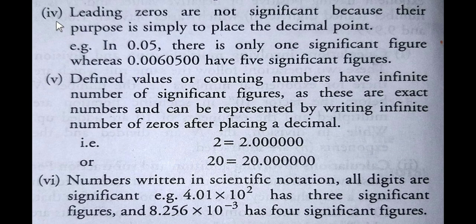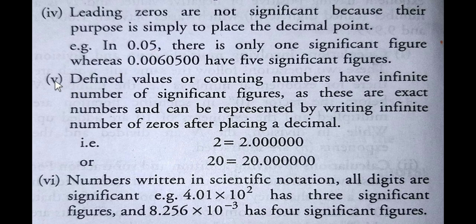Rule number 4, leading zeros are not significant because their purpose is to place the decimal point. For example, in 0.05 there is only one significant figure. This 0 is placed to express the position of the decimal point. The significant figure here is only 5.